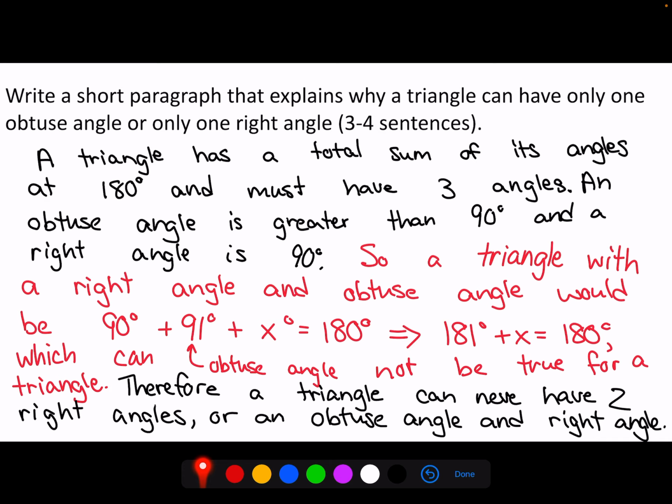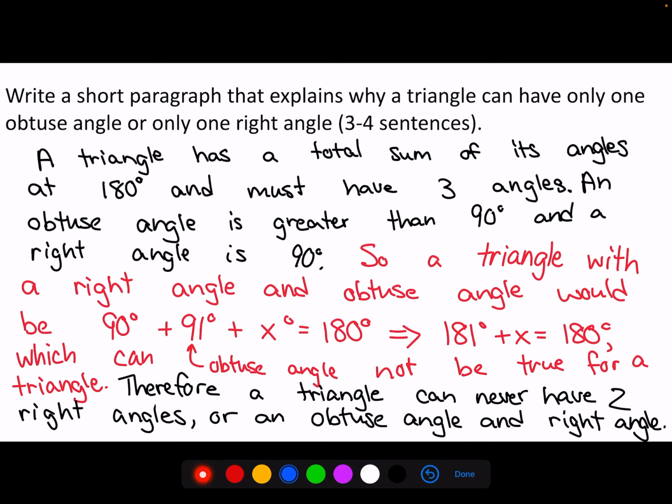So this goes to show us that a triangle must never have two right angles or an obtuse angle and a right angle. It can have one right angle, one 90-degree angle, and the other two angles must be acute. Same thing with obtuse angles. I can have one obtuse angle, but the other two angles in that triangle must be acute as well. So again, we're never going to see a triangle with both an obtuse and a right angle inside of it, because it would no longer be a triangle.